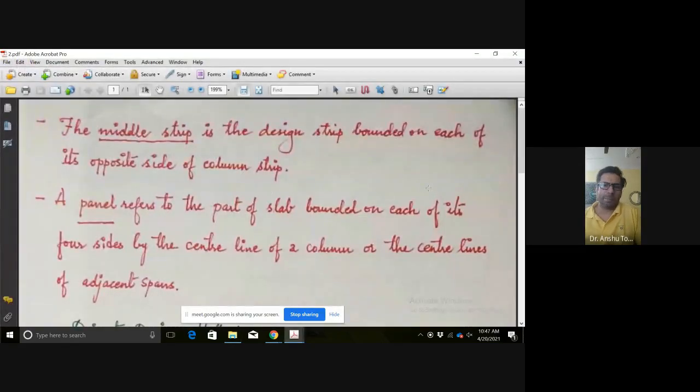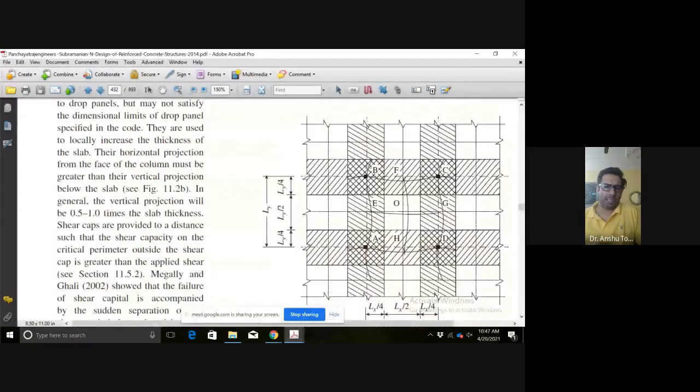The middle strip is the design strip bounded on each of its opposite sides by the column strip. So it is very much evident from the figure itself that the column strip is a strip between two columns, and the middle strip is a strip in between two column strips.